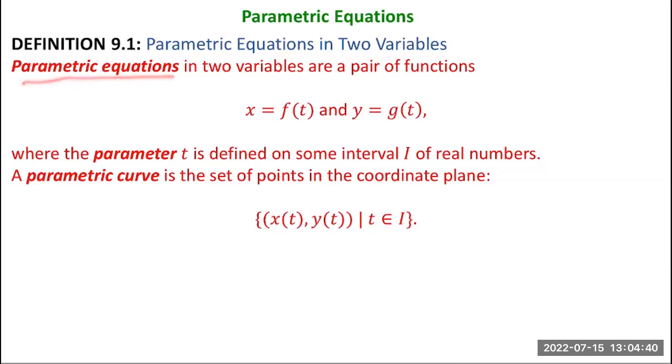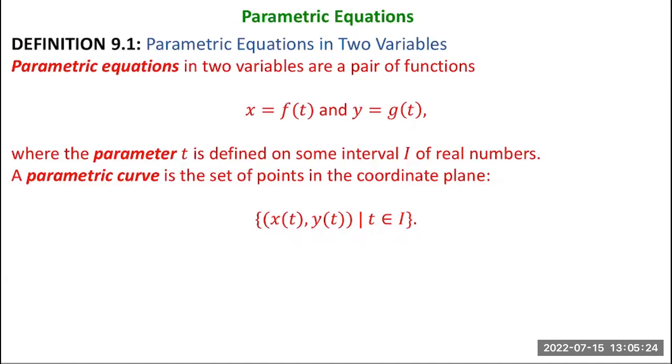Parametric equations in two variables are a pair of functions x equals f of t and y equals g of t, where the parameter t is defined on an interval I of real numbers. And then here is what we mean by a parametric curve. A parametric curve is the set of points in the coordinate plane, x of t comma y of t, for t in the interval I. Basically, you collect all the possible coordinate pairs x of t comma y of t so that your t is in the interval I. That collection of coordinate pairs is what we call a parametric curve.